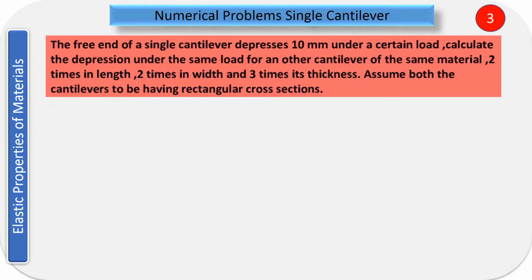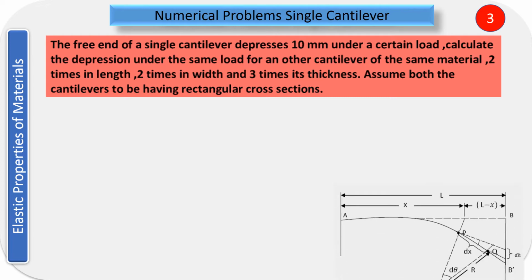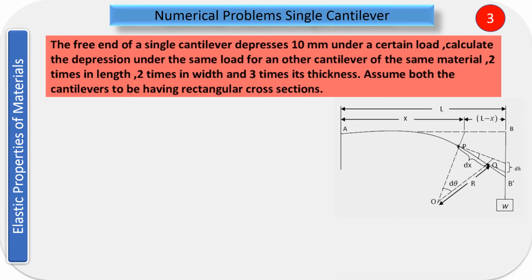Now this is the problem on single cantilever. Now let's see what this problem says. The free end of the single cantilever depresses by 10 millimeter under a certain load. Calculate the depression under the same load for another cantilever of the same material, 2 times in the length, 2 times in the width, 3 times in the thickness. Assume both the cantilevers to have rectangular cross sections, right? So what is the cantilever? This is your cantilever, right?